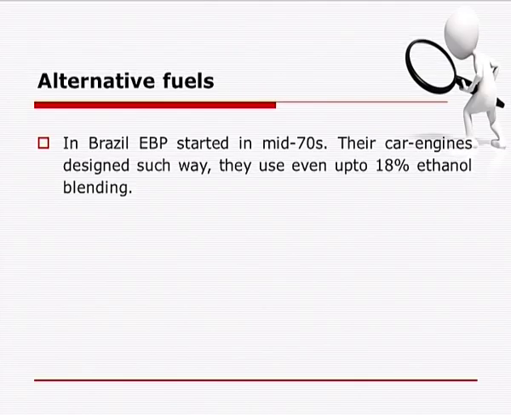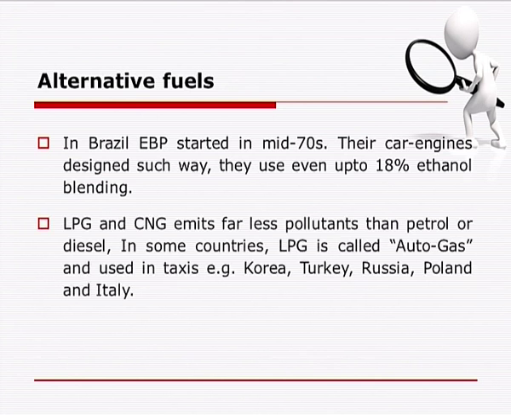Why don't we think about alternative fuels? So, let us think about some alternative fuels like methanol. It is an alternative fuel for IC engines. It can be used directly or by blending with petrol. 5% ethanol blended petrol, which is known as EBP, has begun in most states of India. The Sumitra committee proposed 20% ethanol blending by 2017. In Brazil, EBP started in the mid 70s. Their car engines are designed in such a way that they use even up to 18% ethanol blending.